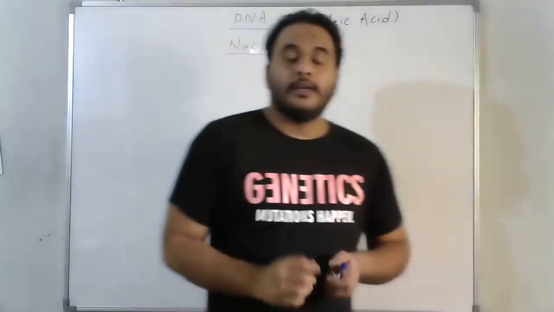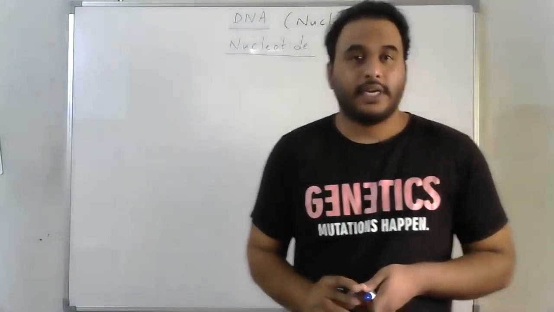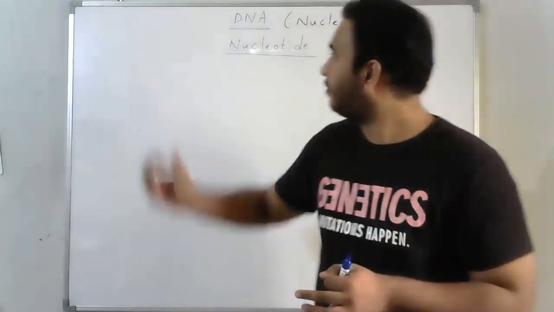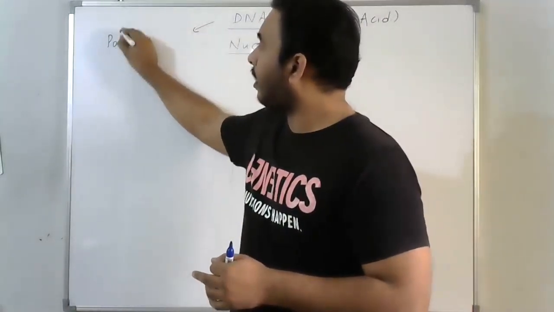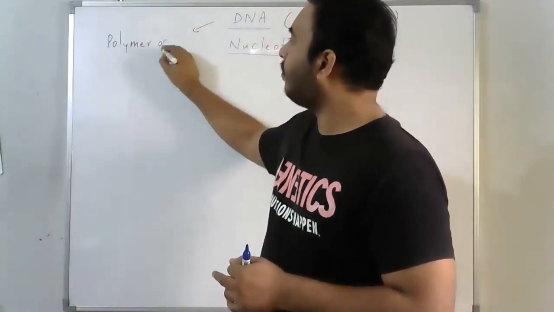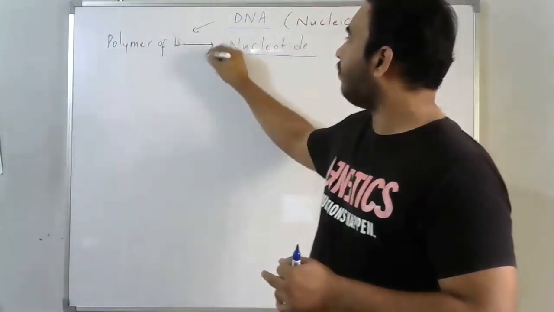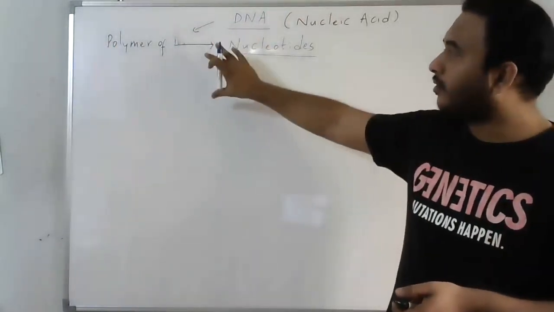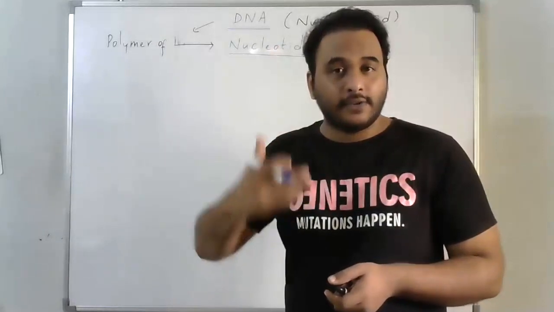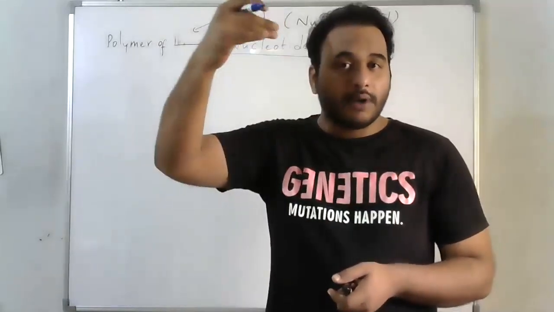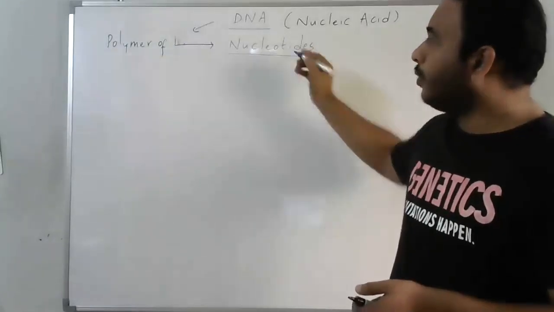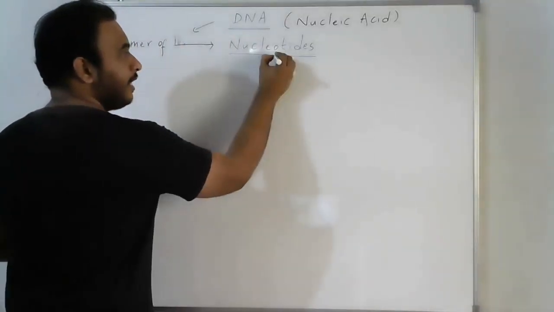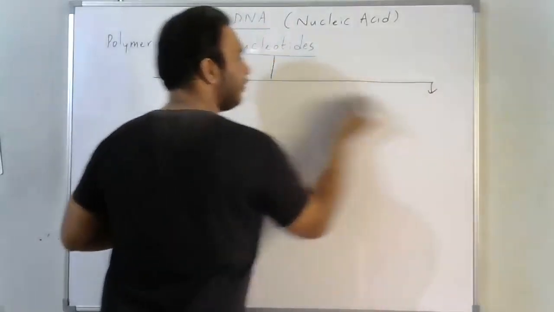Nucleotide. Deoxyribose nucleic acid, in short DNA, is a polymer of nucleotides. Why? Because many nucleotides are joined to each other, which forms the DNA. And coming to nucleotides, these nucleotides consist of three components.